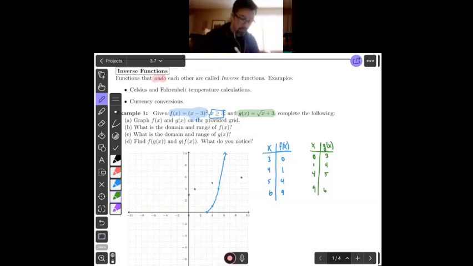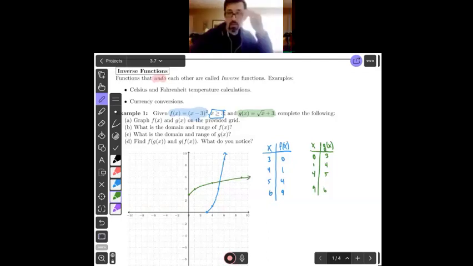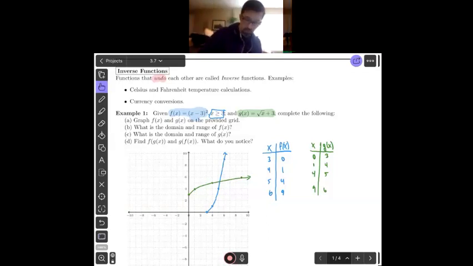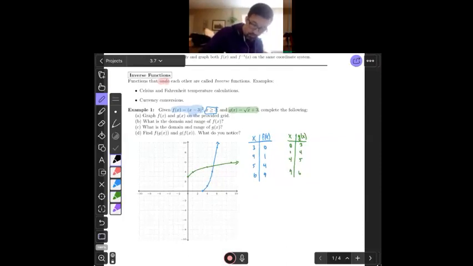Okay? So x can't be less than 0, which means there's no arrow on the left side, just like the blue one had no arrow on its left side. So remember that square root graph is that half curve off to the right. So there's our graphs. What's the domain of each of these guys?